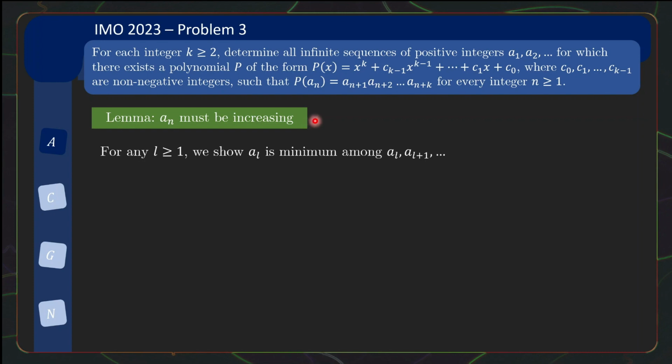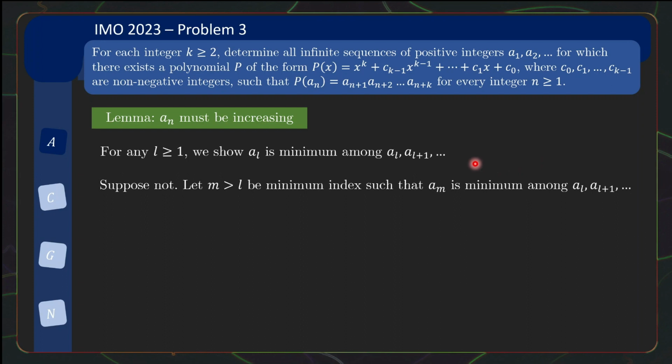So the logic of showing this lemma is very similar to what we have explored before. The equivalent way of showing the lemma is to say that for any L greater than or equal to 1, if I look at the sequence starting at AL, AL would be the minimum among all these terms. And to show this, we just use the logic from the previous slide. Suppose not. Then let M be the minimum index such that AM is minimum among AL onwards. The fact that we suppose not means that this minimum index cannot be at L. So that's why M is strictly bigger than L here.